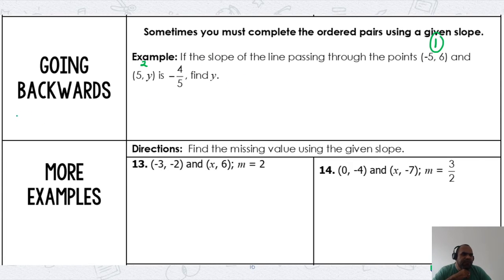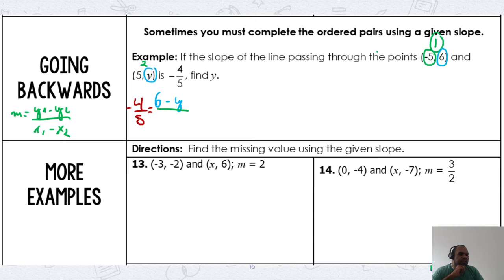Remember the formula, m equals y1 minus y2 over x1 minus x2. Let's write the formula first. I have -5, y1 is 6, and y. I know m is -4/5. My m is over here, -4 over 5 equals 6 minus y, because it's the first one. And the second one, the x values, -5 and 5, is -5 minus 5.